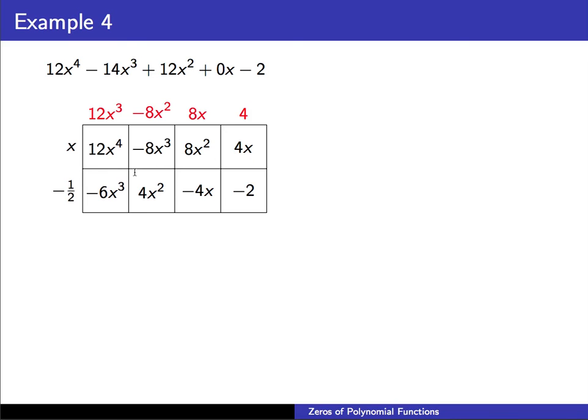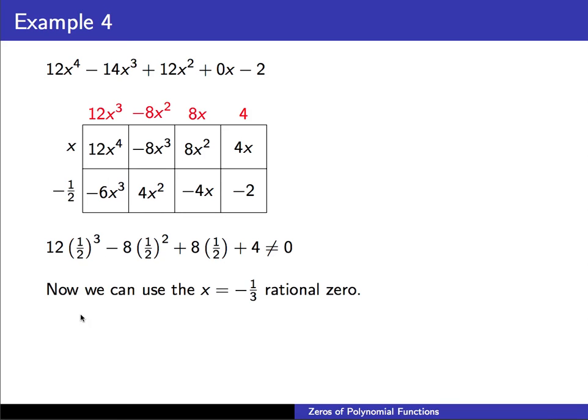So now let's check x equals a half in 12x cubed minus 8x squared plus 8x plus 4. It's not equal to 0, so we're done with the negative a half, or the positive 1/2 as a 0. We also had x equals negative 1/3 from our rational 0. So now we can apply x plus 1/3 dividing into this 12x cubed minus 8x squared plus 8x plus 4.